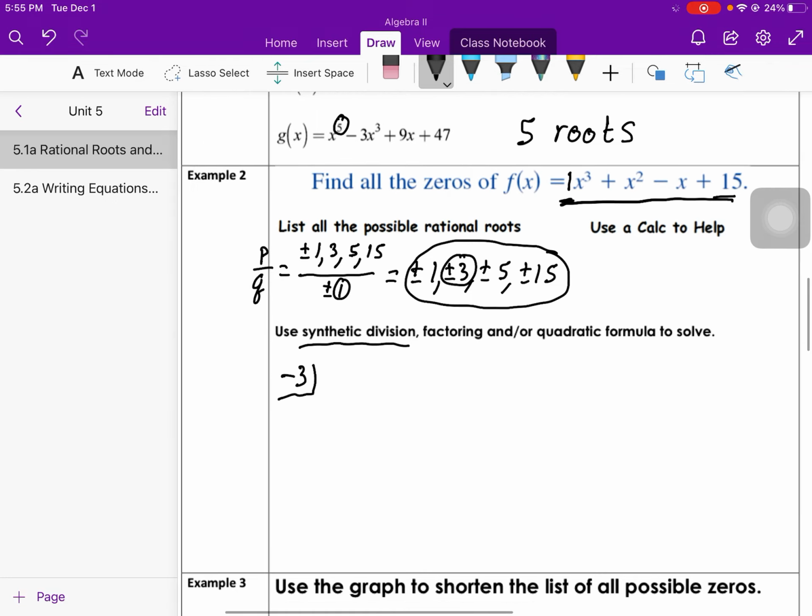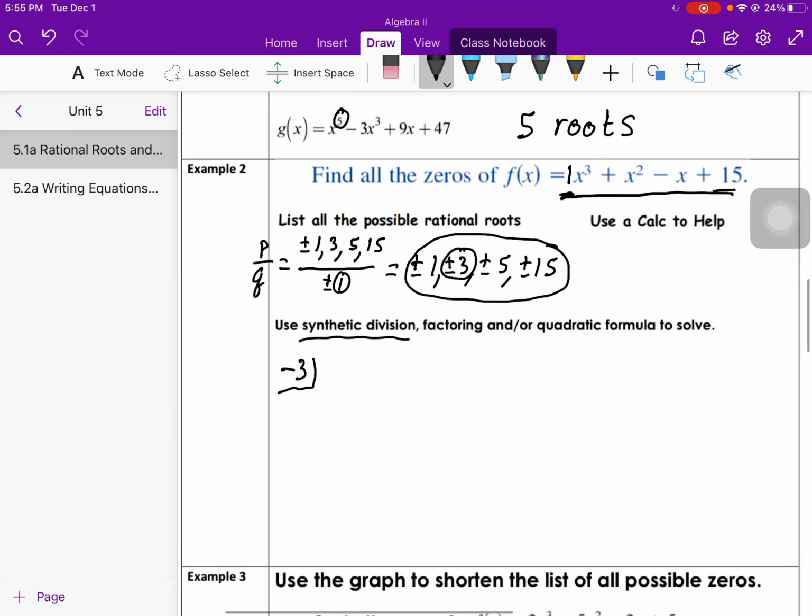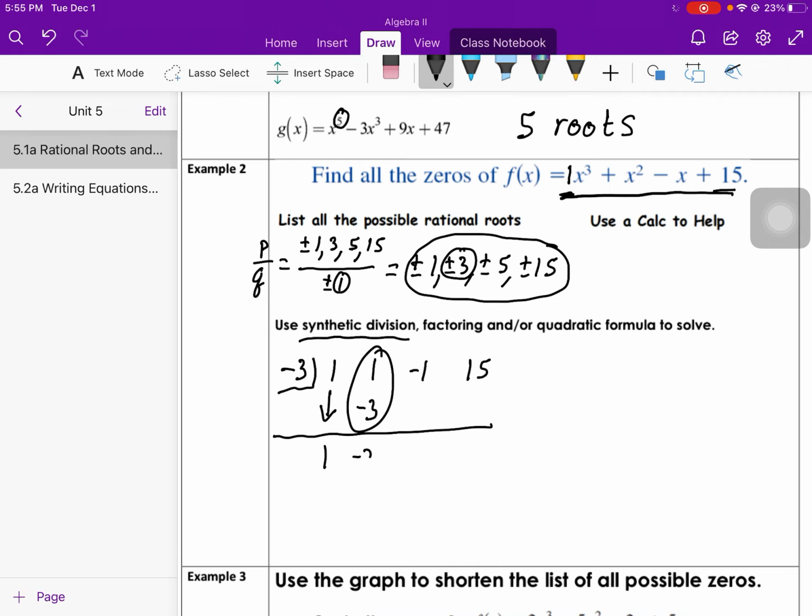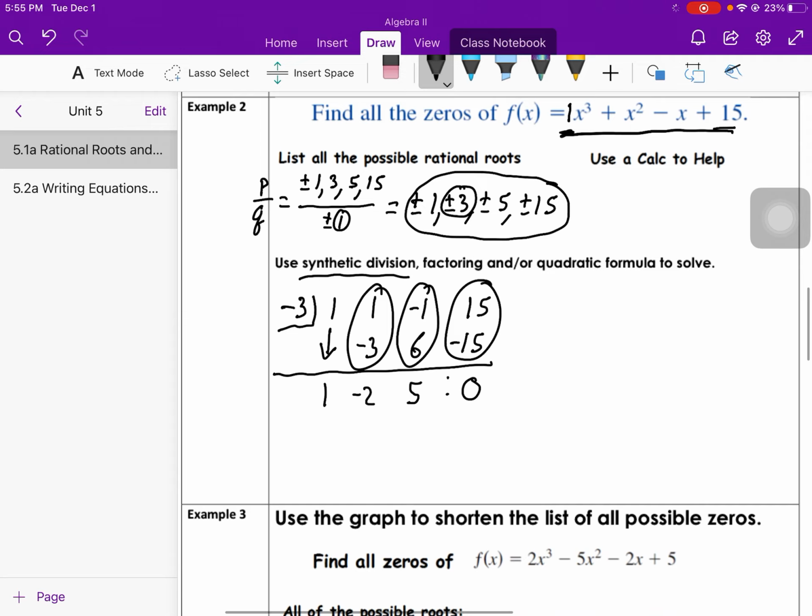So make your box negative 3, and then line up the coefficients, 1, 1, negative 1, 15, and then drop down the first one. Negative 3 times 1 is negative 3. Add those, we get negative 2. Multiply, we get positive 6, because 2 negatives. Combine those, we get 5, and then multiply the last part, and you get negative 15. Now we know that we did this right because we needed to get 0 at the end. That means our remainder is 0.